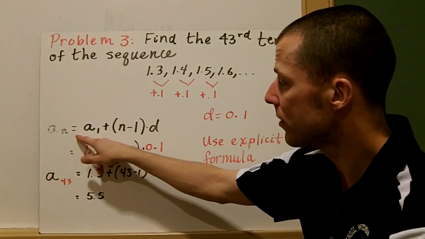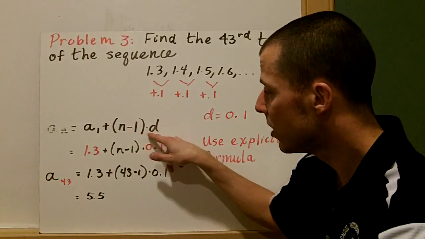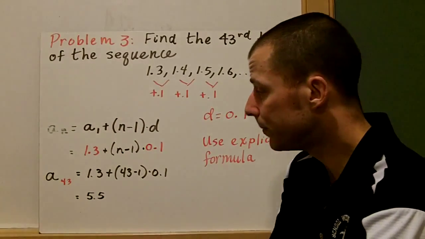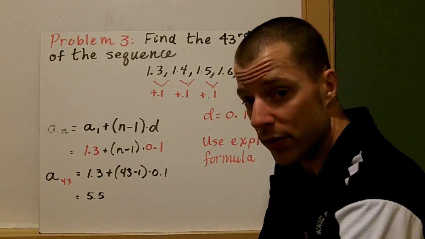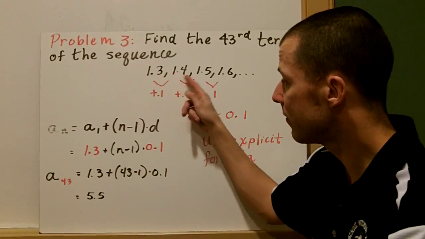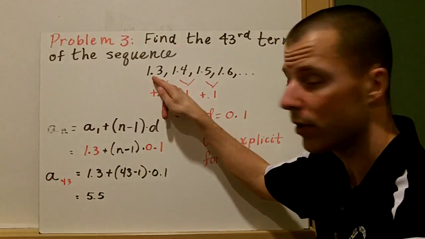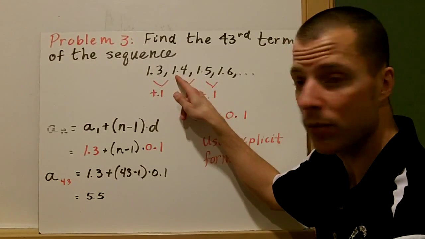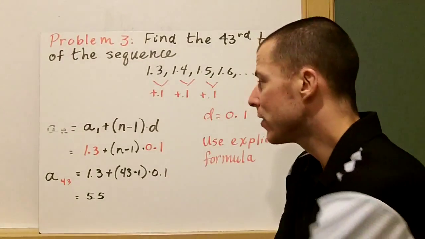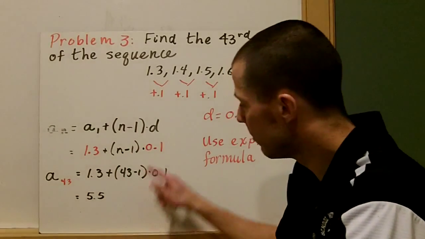So we have a sub n equals a sub 1 plus the quantity n minus 1 times d. So there's the standard definition for this sequence. Now, I have to know what my common difference is and what my first term is. First term is 1.3. I'm checking to see if the common difference is the same. If it is, we know this sequence is arithmetic, and it is. 1.4 minus 1.3 is a tenth. 1.5 minus 1.4 is a tenth. 1.6 minus 1.5 is also a tenth. So there's my common difference. I know that the d value is going to be 0.1.